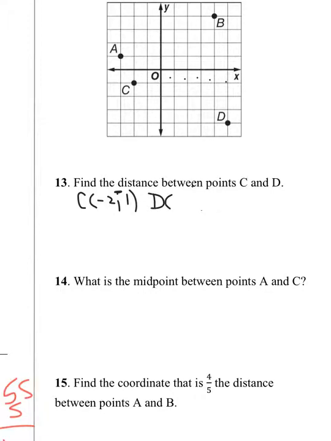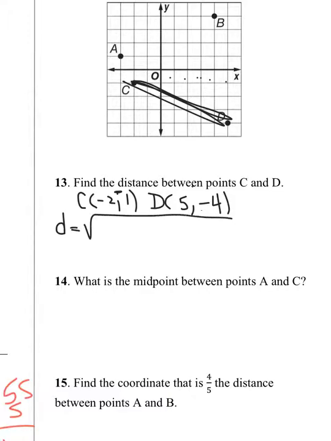So D is at positive 5, and then down 1, 2, 3, 4. So I want to find this as a distance. I'm going to use the distance formula: big square root, parentheses. If you need it, that's x1, y1, x2, y2.